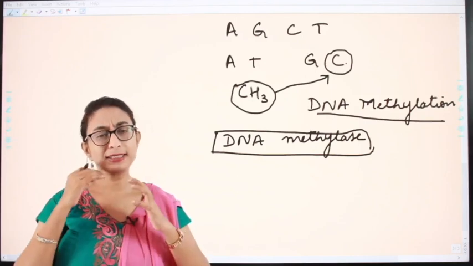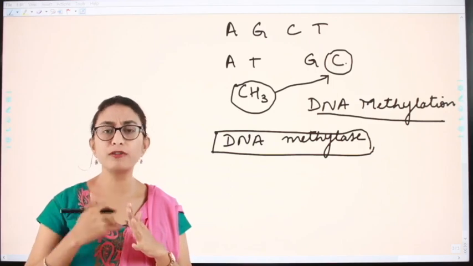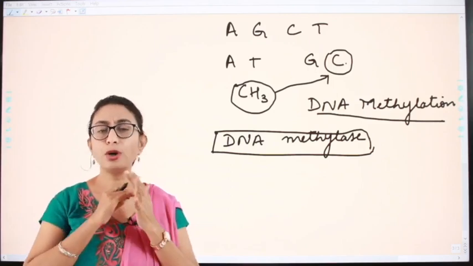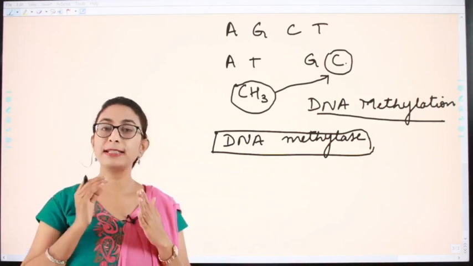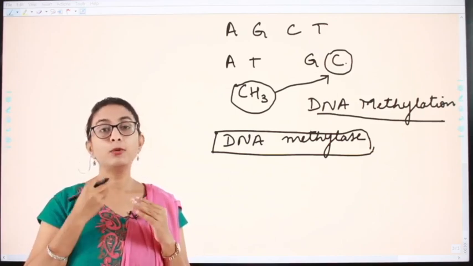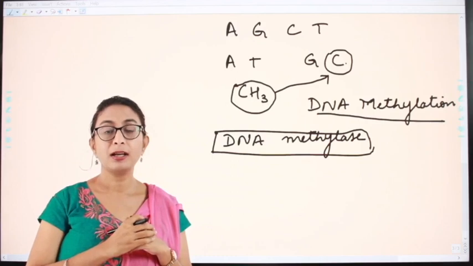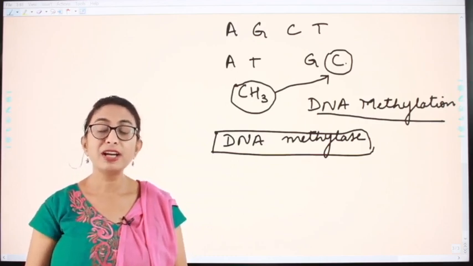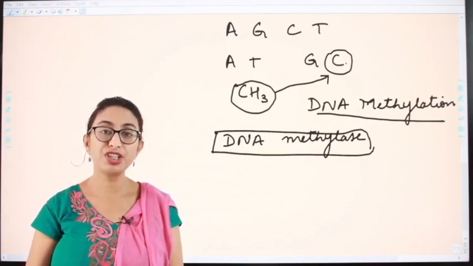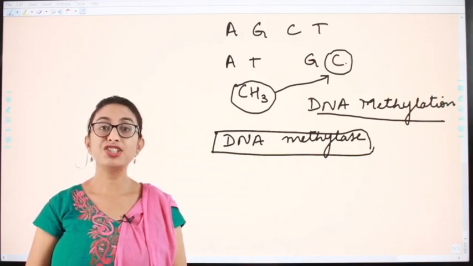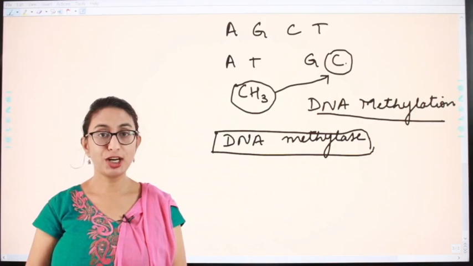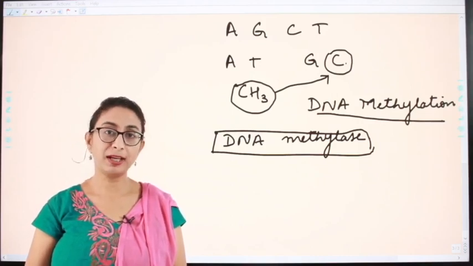So this is still an emerging science and a lot of research is going on in this. So do not worry much about DNA methylation. Just understand what genetic imprinting is. The differential expression of a gene based on the parent from which the gene is inherited is called genetic imprinting or genomic imprinting.